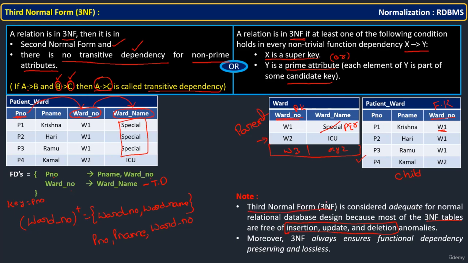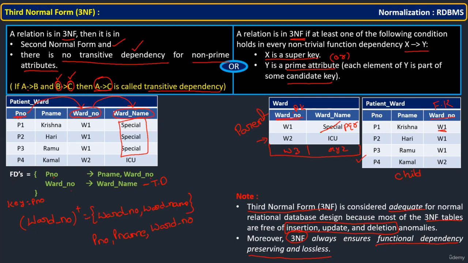Even in real time, if you are able to design the tables up to third normal form, that is more than enough. That is what this statement is saying, because mainly you have to handle these three anomalies. Moreover, third normal form always ensures functional dependency preserving and lossless join. Of course, these concepts we see in functional dependency preserving and lossless join. So if it is in third normal form, it always ensures these two also.